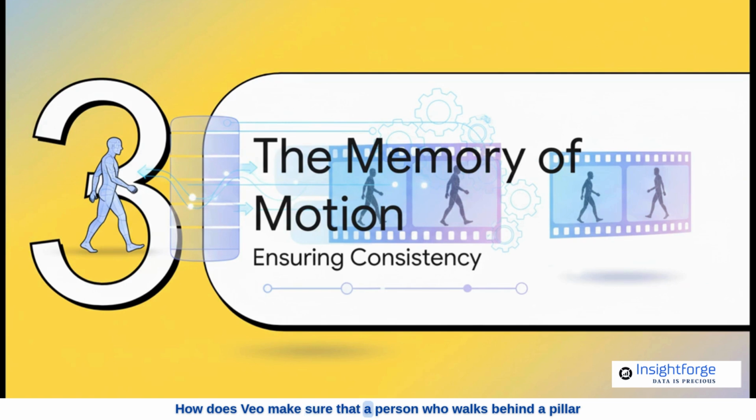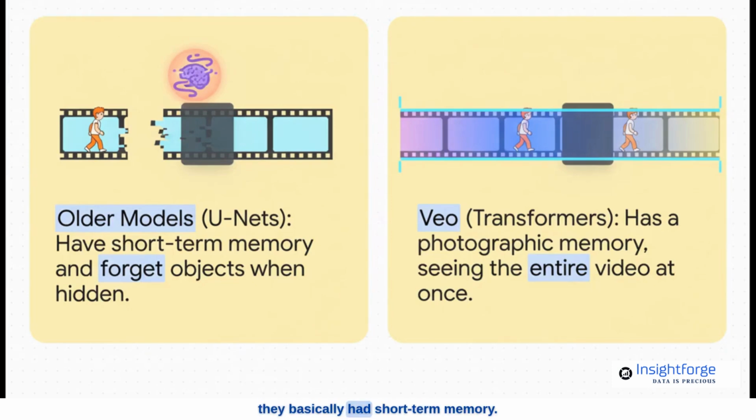How does Veo make sure that a person who walks behind a pillar is the exact same person when they pop out the other side? This is the huge challenge of temporal consistency, or what we can call the memory of motion. See, older models basically had short-term memory. They looked at a video one frame at a time, so if an object was hidden for a second, they'd often forget it even existed. That's why you'd see faces and clothes weirdly morphing mid-video.